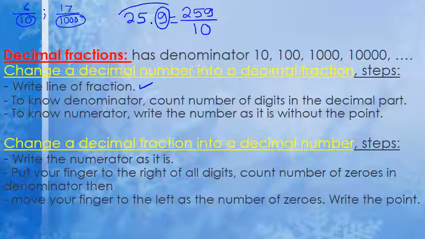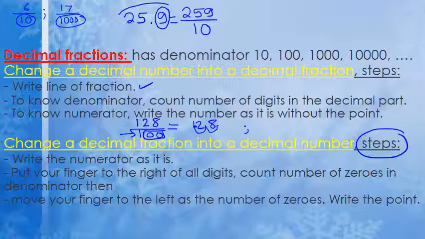Now, if we have a decimal fraction and we want to change it to a decimal number, also we have to follow steps. For example, if we have the fraction 128 over 100. This is a decimal fraction because the denominator is 100. We want to change it to a decimal number. The first step, we should write the numerator as it is, 128. Now we look at the denominator. How many zeros do we have? We have 2 zeros. So we put our finger to the right and we move it to the left 2 digits. 1, 2. Here we put the point, so it is 1.28.